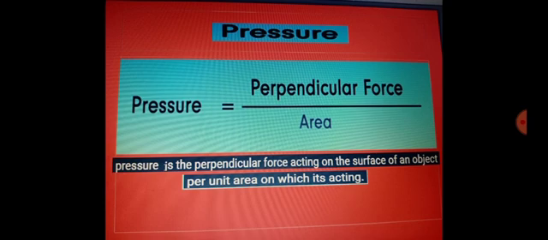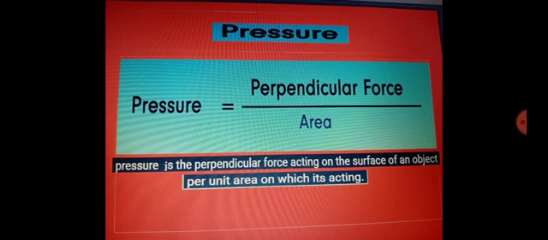Pressure is equal to perpendicular force divided by area, or perpendicular force upon area. Pressure is the perpendicular force acting on the surface of an object per unit area on which it is acting. So this is the definition of pressure. Perpendicular means at a 90-degree angle. The perpendicular force acting on the surface of an area per unit area on which it is acting.